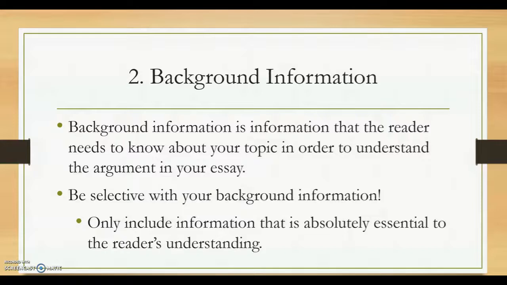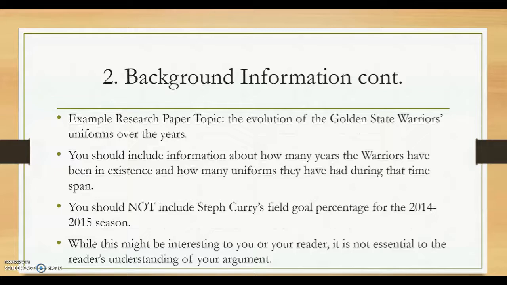Now, background information is information that the reader needs to know about your topic in order to understand the argument in your essay. You need to be selective with what you put as background information, only including information that is absolutely essential to the reader's understanding. For instance, let's say that you're writing a paper about the evolution of the Golden State Warriors uniforms over the years. You should include information about how many years the Warriors have been in existence and how many uniforms they've had during that time span, but you should not include Steph Curry's field goal percentage for the 2014-2015 season. While this might be interesting to you or your reader, it's not essential to the reader's understanding of your argument.